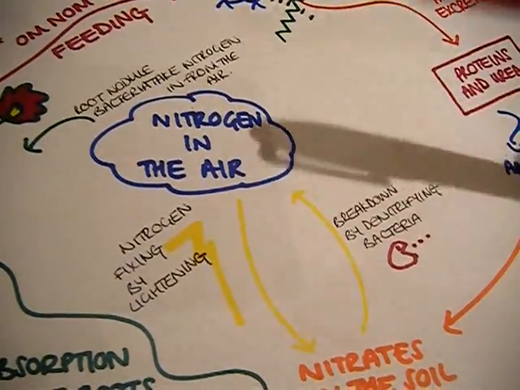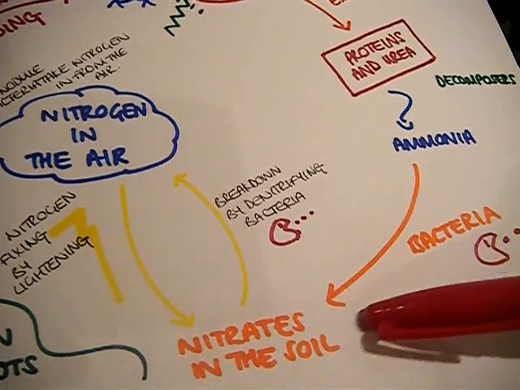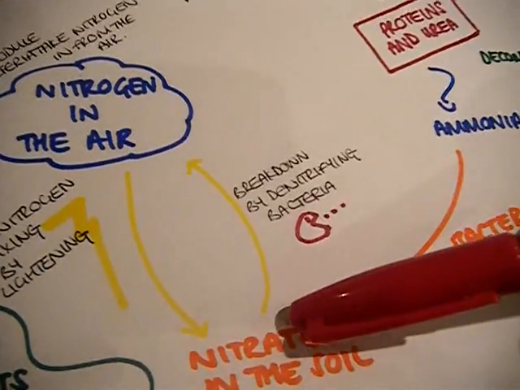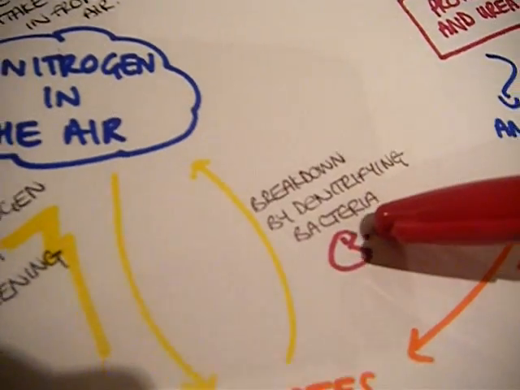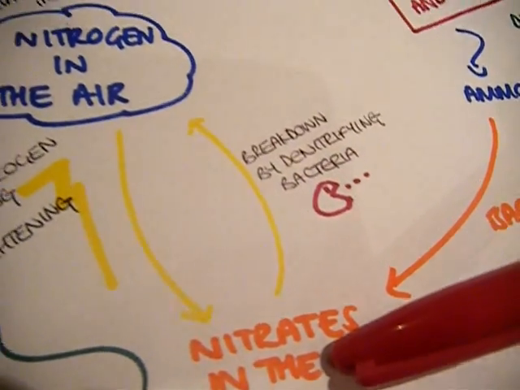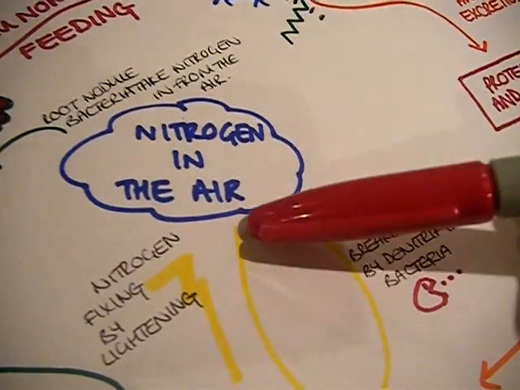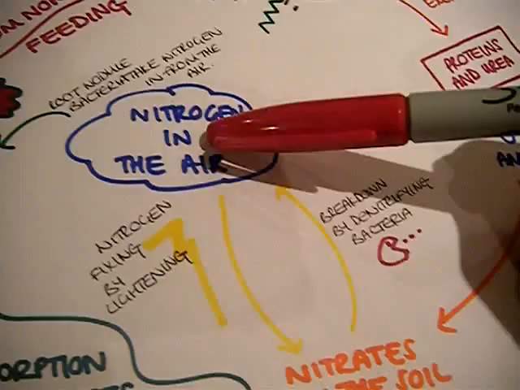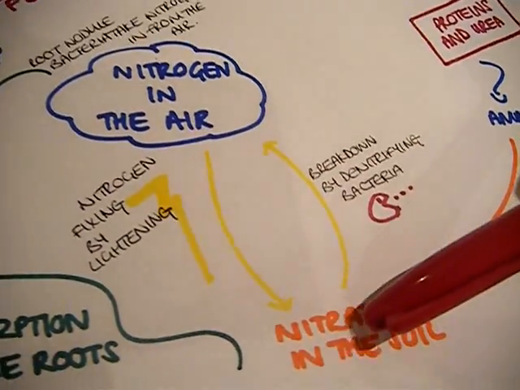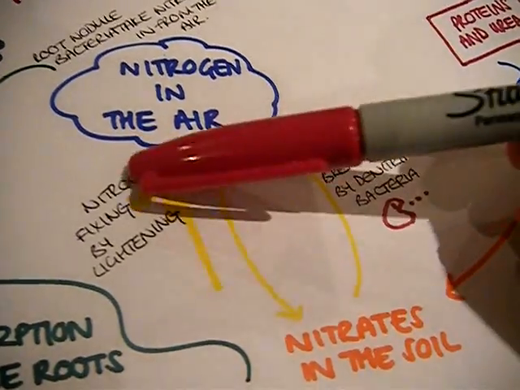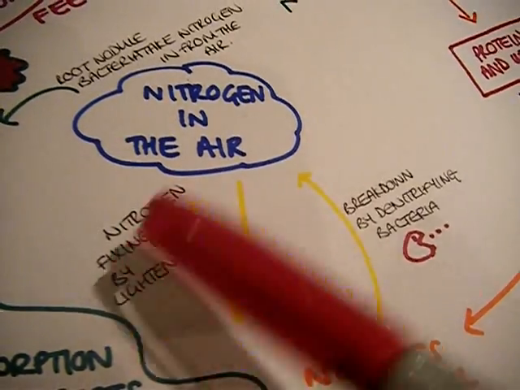Then this section in the middle, we've got nitrates in the soil that were produced here can be broken down by these things called denitrifying bacteria. And these take nitrates from the soil and turn them into nitrogen, which just goes back into the air. Nitrogen in the air can be turned straight into nitrates in the soil by lightning. And this is called nitrogen fixing.